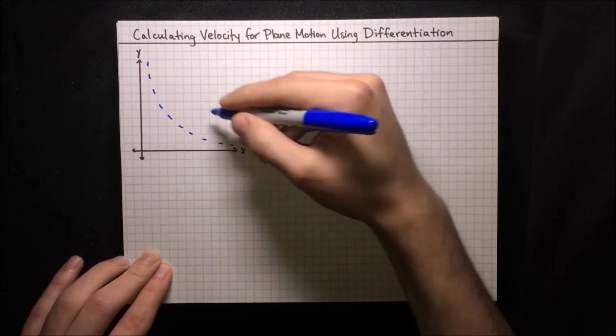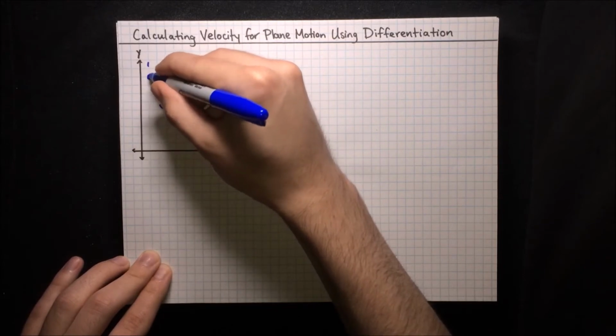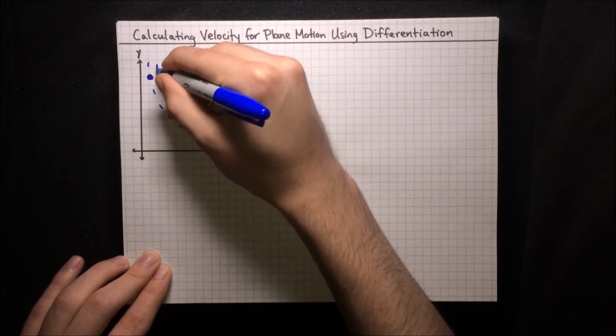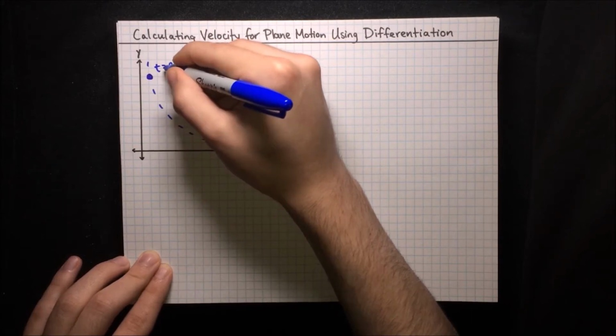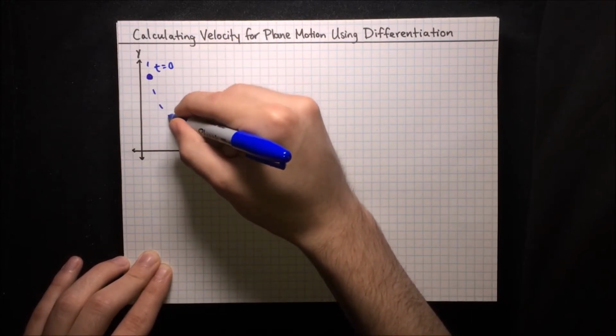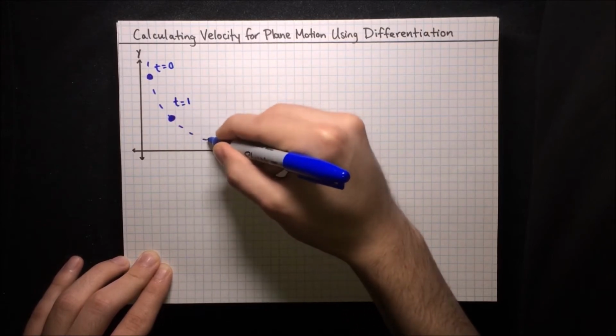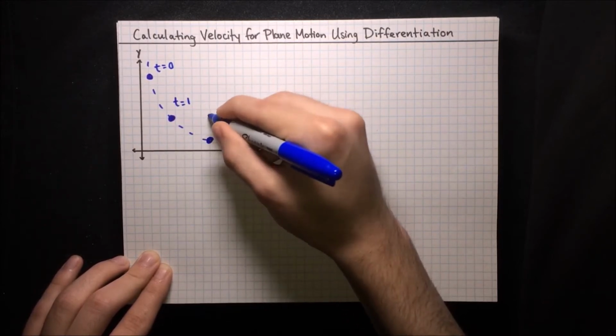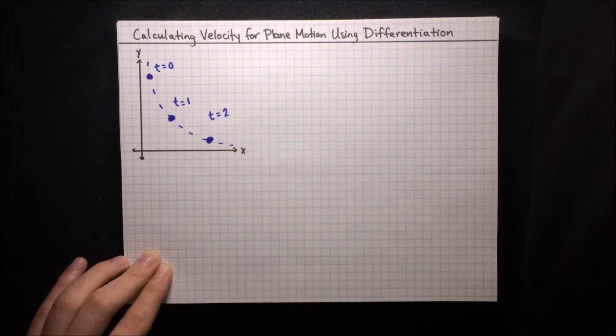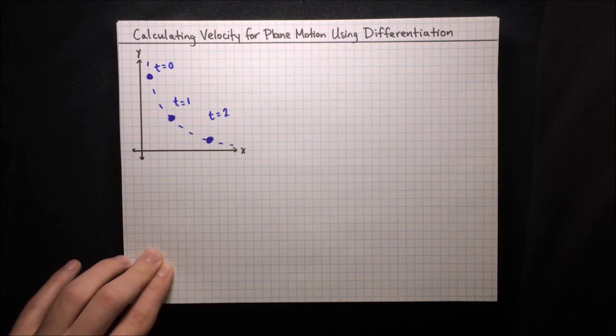Say, for example, at t equals 0, at 0 time, the particle might be right here. And then it keeps on traveling down, maybe at t equals 1, it's over here. And then maybe finally at t equals 2, it's over here. How can we say where the particle is at any moment in time? Well, we just define a vector, say r of t, that tells us the position vector of the particle. That is, where the particle is relative to the origin and the coordinate axis.